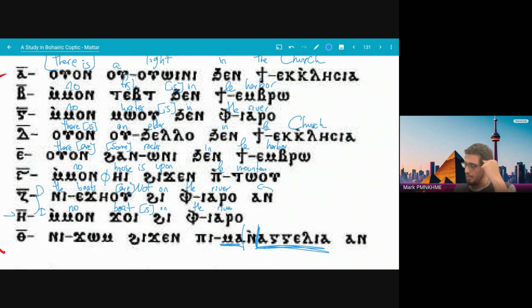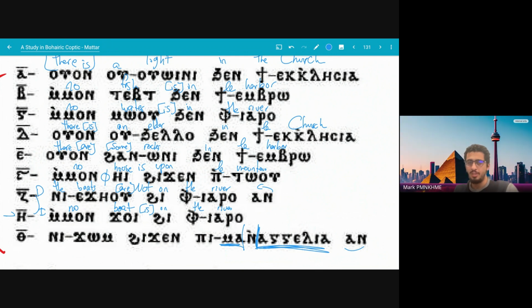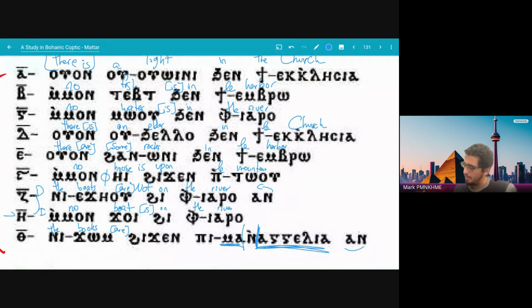That's right. So it will be no books. No. Nope. Books is definite. So it's not books, it's the books. Oh, okay. So the books are not upon the Mangalia. Perfect. Yes. So we say are, and then you bring the on, so we are not upon the it's called.